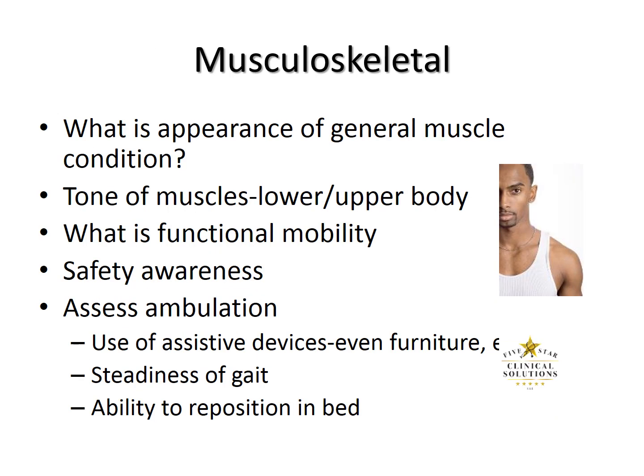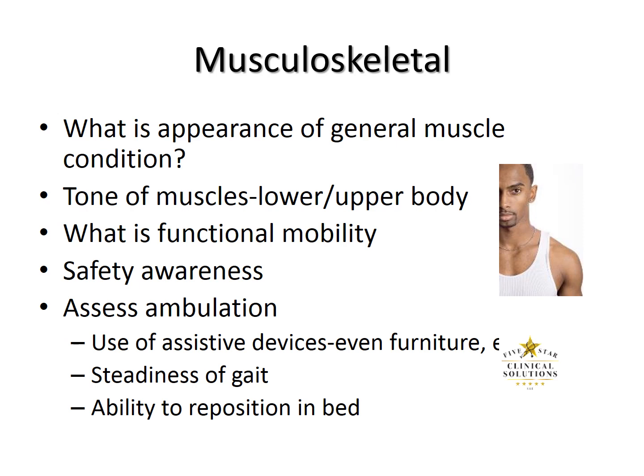Moving on to musculoskeletal. What is the general appearance of the muscle condition? The tone of the muscles of the lower and the upper body? What is the functional mobility? When determining functional mobility, we need to make certain that we have our patient get up and ambulate if at all possible. We don't want to just simply take the word of someone else. We really need to take the time to ask them to sit up, stand, and try to ambulate safely.